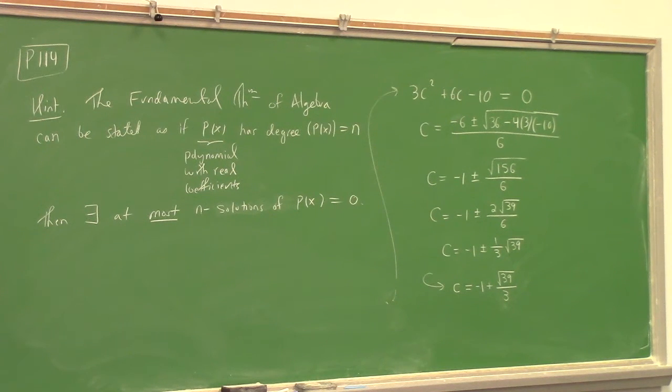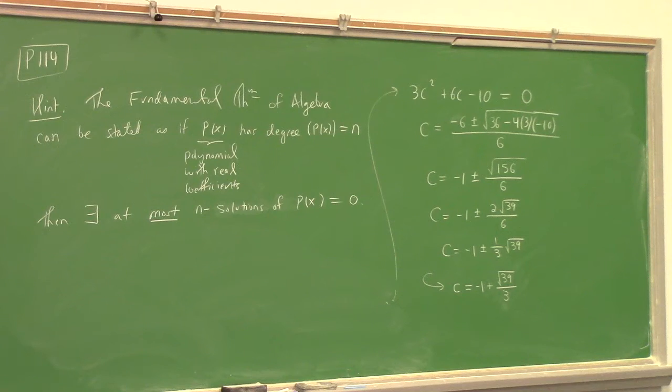So, problem 114, you've got this function. It's a polynomial of order n. And I think I just told you the answer to part A. The answer to part A is n. If you have an nth order polynomial, there are at most n distinct zeros. You can't have more.